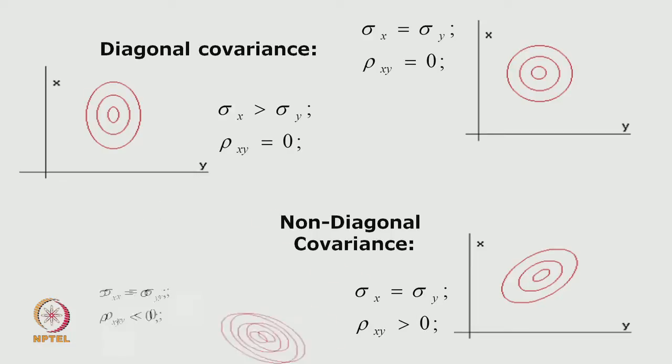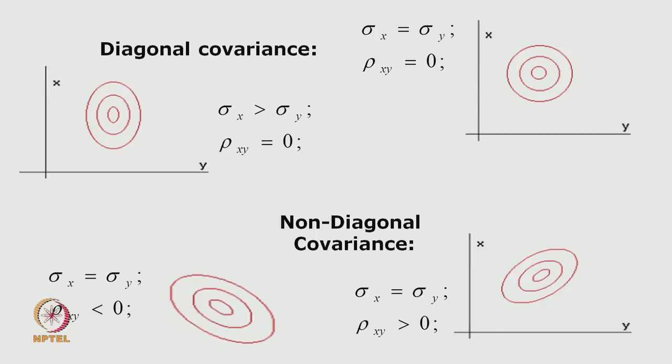The reverse can happen. This is a case when the off-diagonal term is negative. That means when x is increasing, y is decreasing or goes in the negative direction, or vice versa. Okay? So, this is an effect of the off-diagonal term. If the off-diagonal term rho xy as given here is 0, then of course you will have situations as given. These are just examples to show.